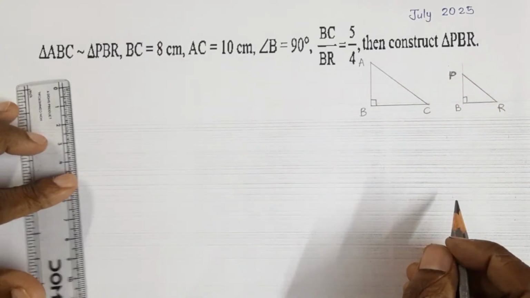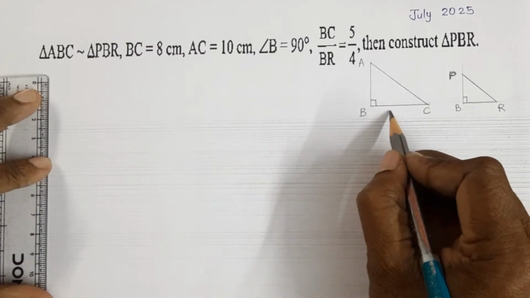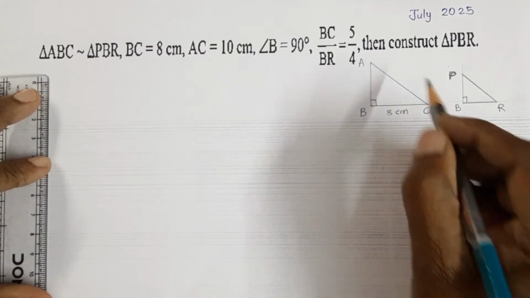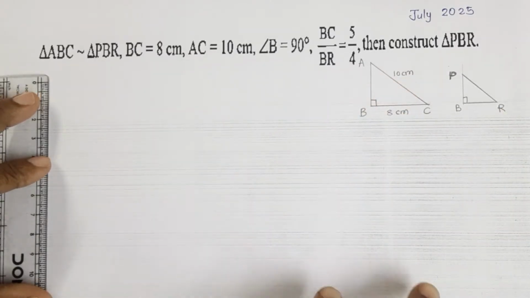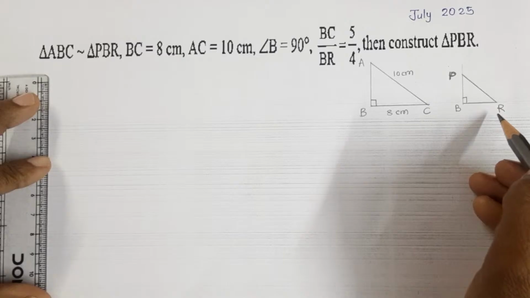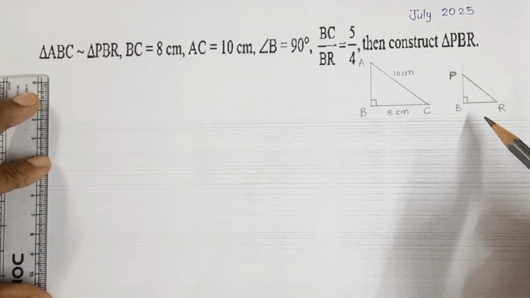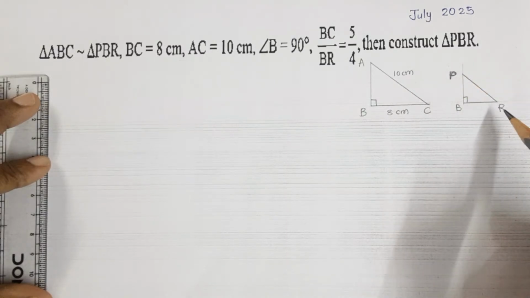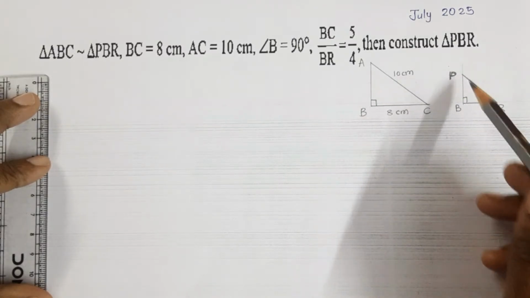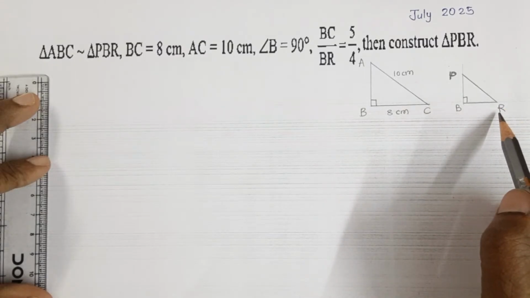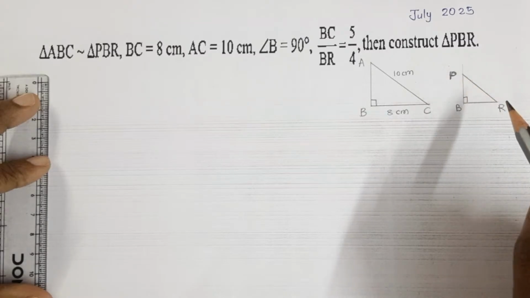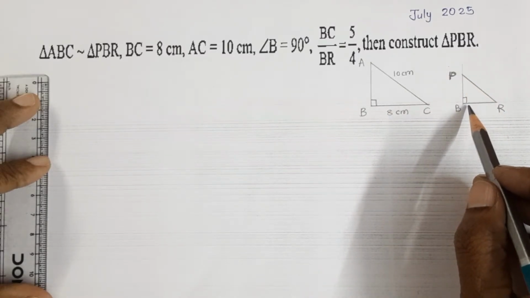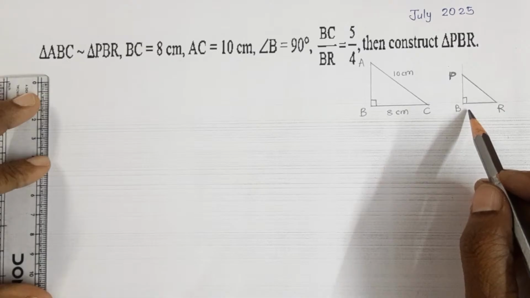Here BC is equal to 8 centimeter and AC is equal to 10 centimeter. But we have to draw triangle PBR, and we don't know its measurements: what is the measure of side PB, what is the measure of side BR, and what is the measure of side PR. Only angle B is given, and that angle B is 90 degree.